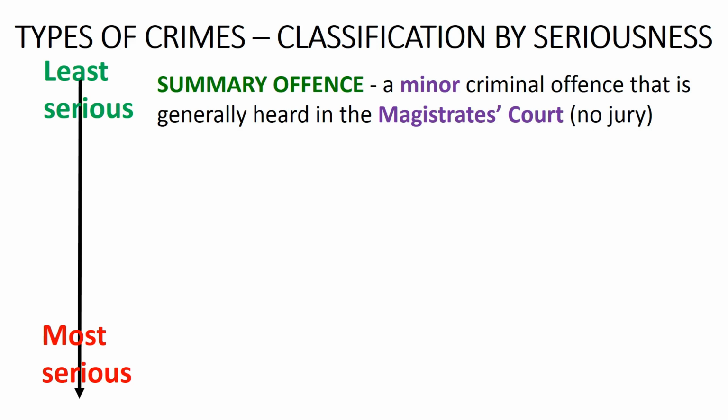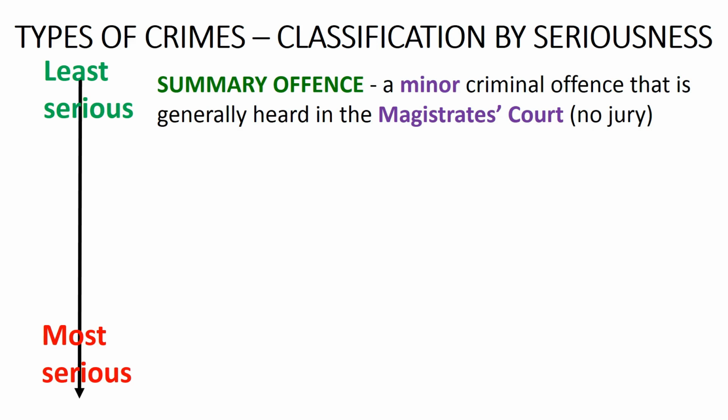Now, because there's no jury in the magistrate's court, it is the role of the magistrate first to determine whether an accused is guilty or not guilty of the summary offence, and second to decide the punishment to impose on the accused where the magistrate finds them to be guilty of that summary offence.